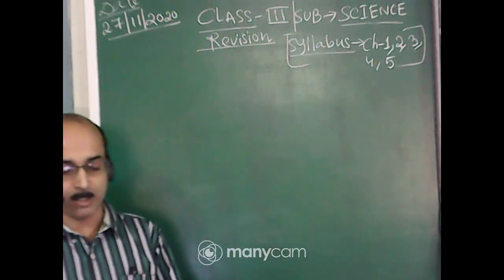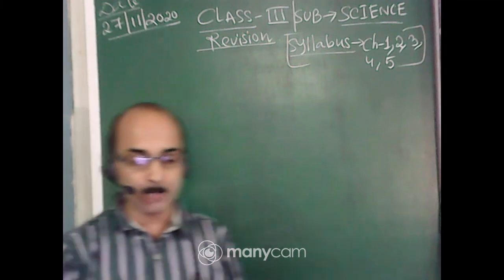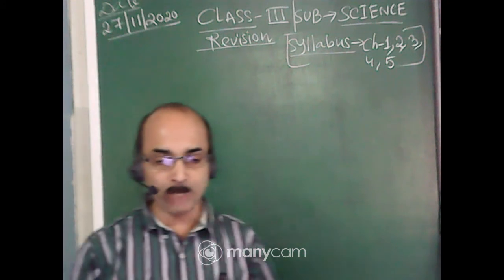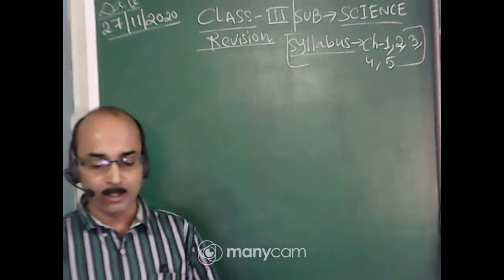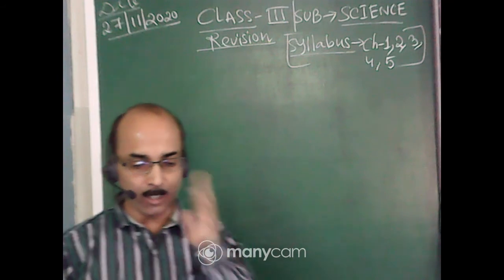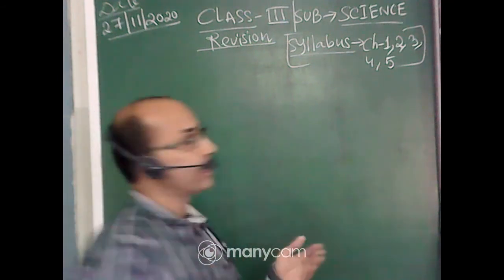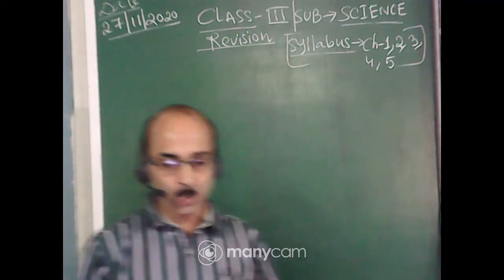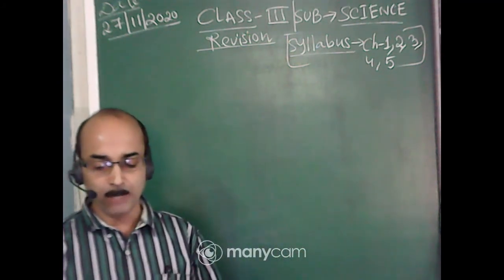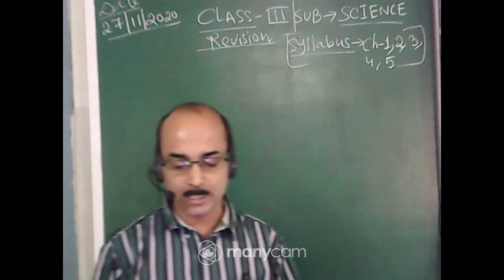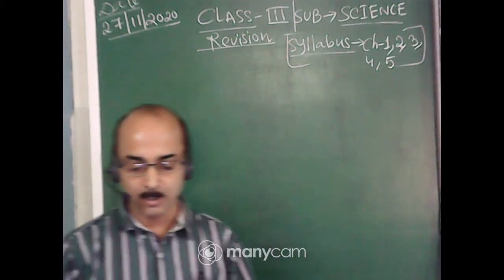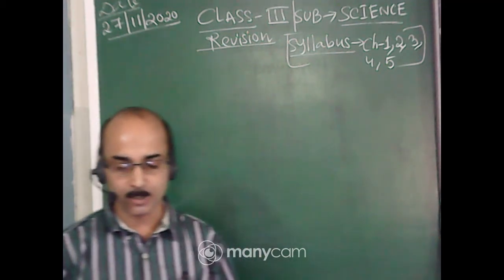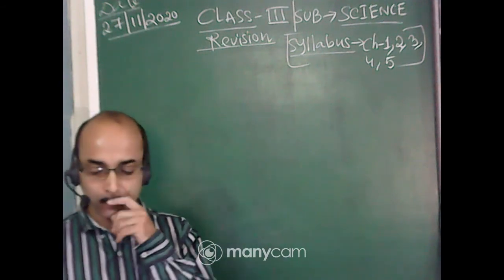Yes, Fatima. Now we will go to the next chapter, chapter number 4, soil. What have we learned from the chapter on soil? So what is soil? Soil is the uppermost layer of the earth. Plants grow in soil. Roots of plants get water and minerals from the soil. Small animals like insects and earthworms live in the soil.